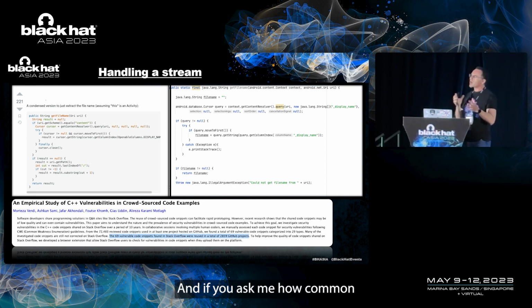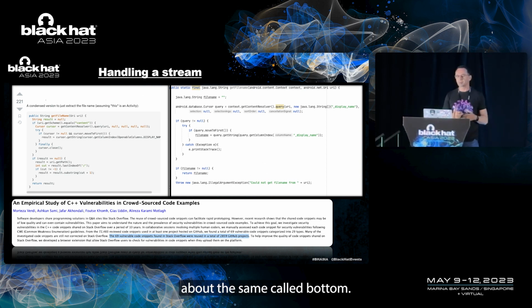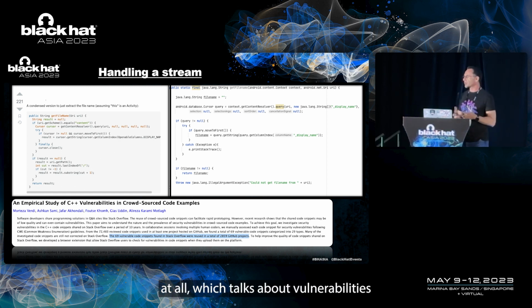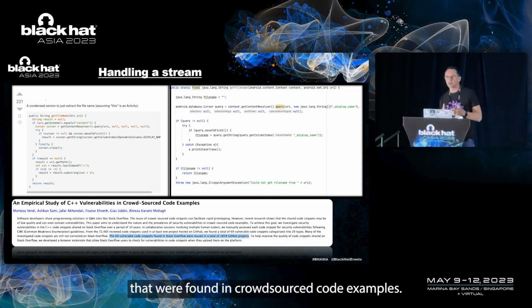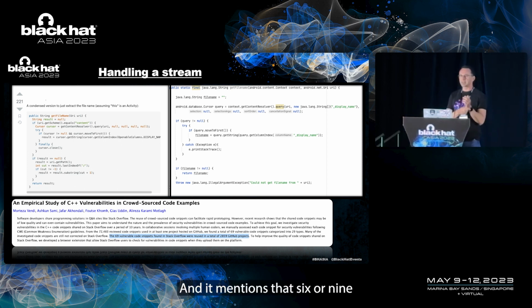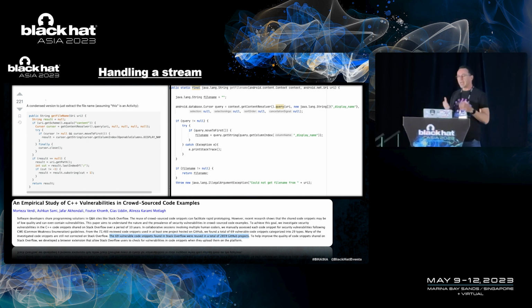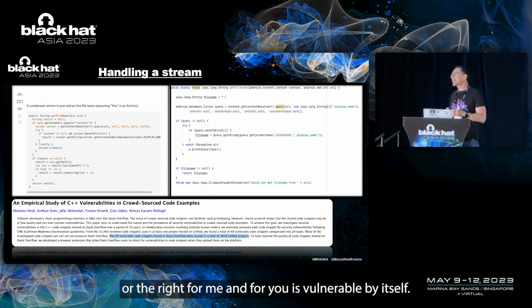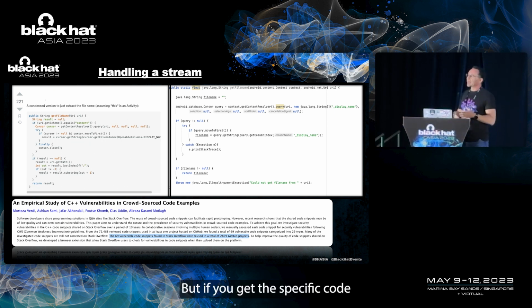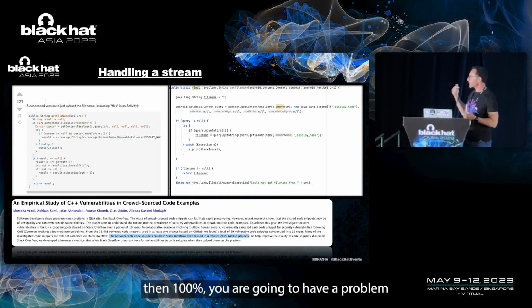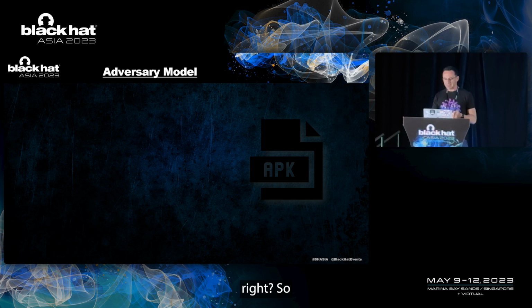And if you ask me how come all these apps follow about the same code pattern, there is a very interesting paper by Verdi et al., which talks about vulnerabilities that were found in crowdsourced code examples, and it mentions that 69 vulnerable code snippets, which were found in Stack Overflow, were used in almost 3,000 GitHub projects. Now, I'm not saying that the code that we have here on the left, on the right for me and left for you, is vulnerable by itself. But if you take the specific code and combine it with the copy file that we showed before, without performing some extra steps in the middle, then 100% you are going to have a problem, as we're going to see.